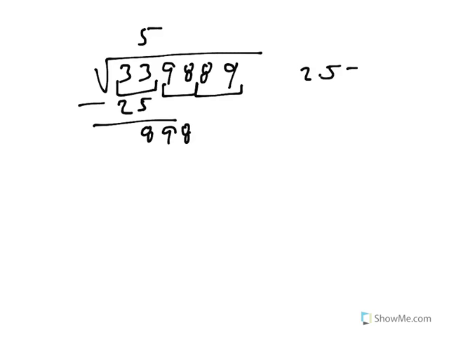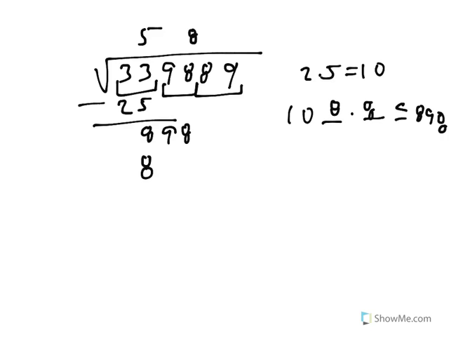We double the 5 to get 10. We ask ourselves 100 and blank times blank is as close as possible to 898. And it turns out that 8 is the best we can do there. 108 times 8 is 864, but 109 times 9 is too big, so 8 is the next digit. We subtract, and we bring down the next pair.